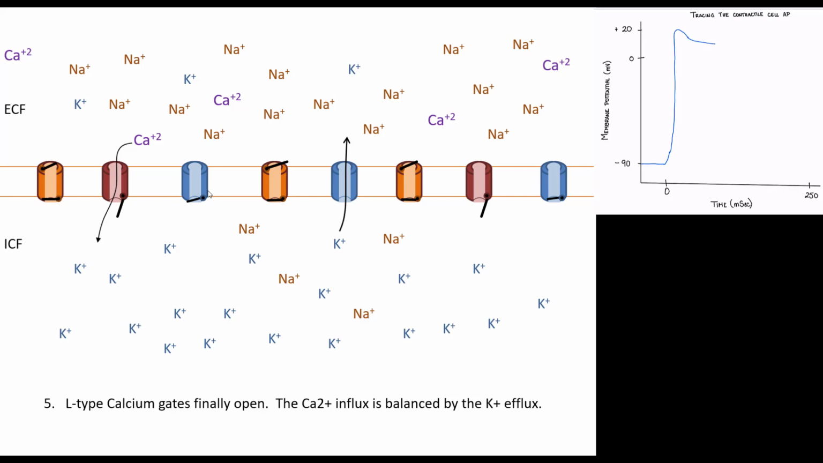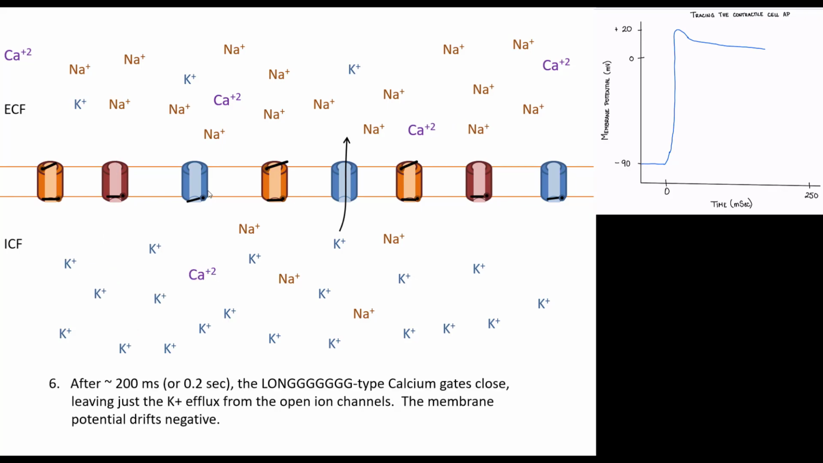So here you see a very long plateau where calcium influx is balanced by potassium efflux, and so the membrane potential remains unchanged. About 150 milliseconds after the calcium gates open, they finally decide to close, and then you have no open gated channels. They're all closed. So the only way any ion is going to move is through a leak channel. And so once again, we have a little potassium leaking out, and our membrane potential starts to dip down.